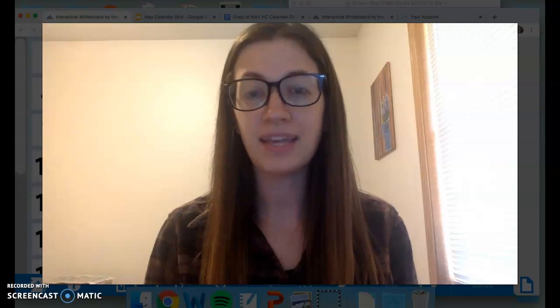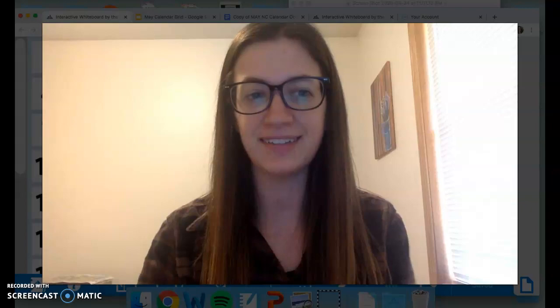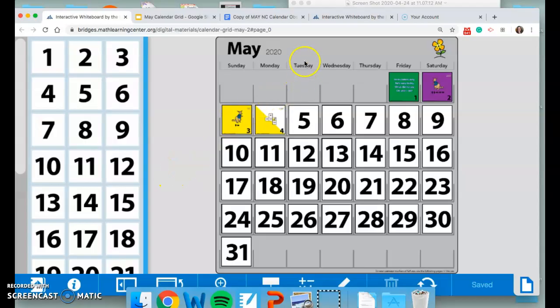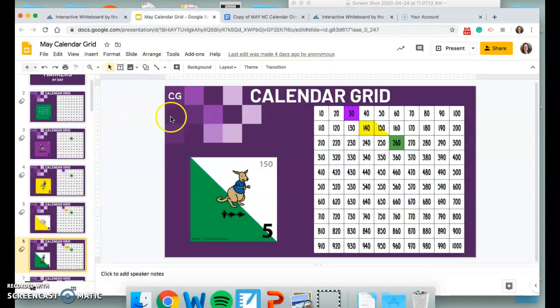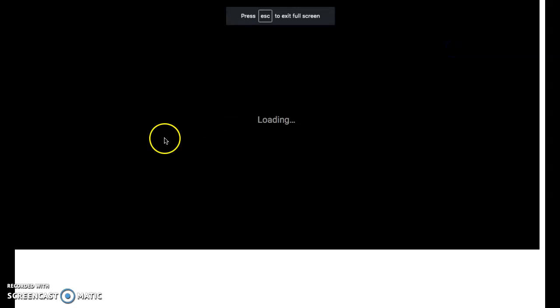If you happen to print the hidden picture the other day, please go grab that and have it ready before we get started. Today is Tuesday, May 5th, 2020. So let's go ahead and take a look at the card for today. And it looks like we have more arrows. So we will zoom in here.